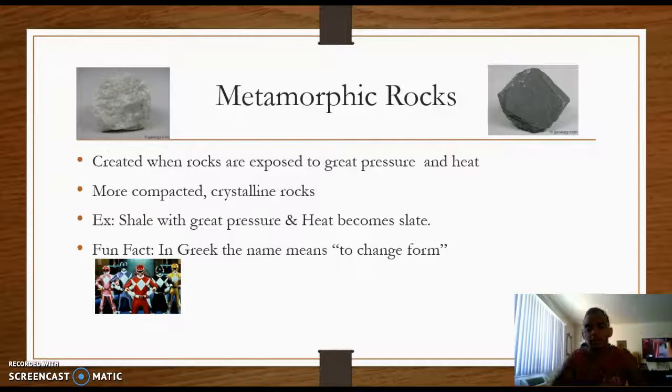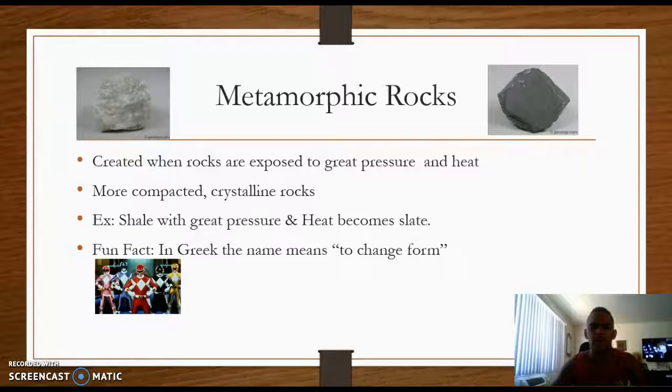Next on the list is metamorphic rock. Metamorphic rocks are created when rocks are exposed to great pressure and heat, which alters them and makes them more compact and crystalline. A perfect example, and for some strange reason one of my favorites, is shale. Shale with great pressure and heat becomes slate.